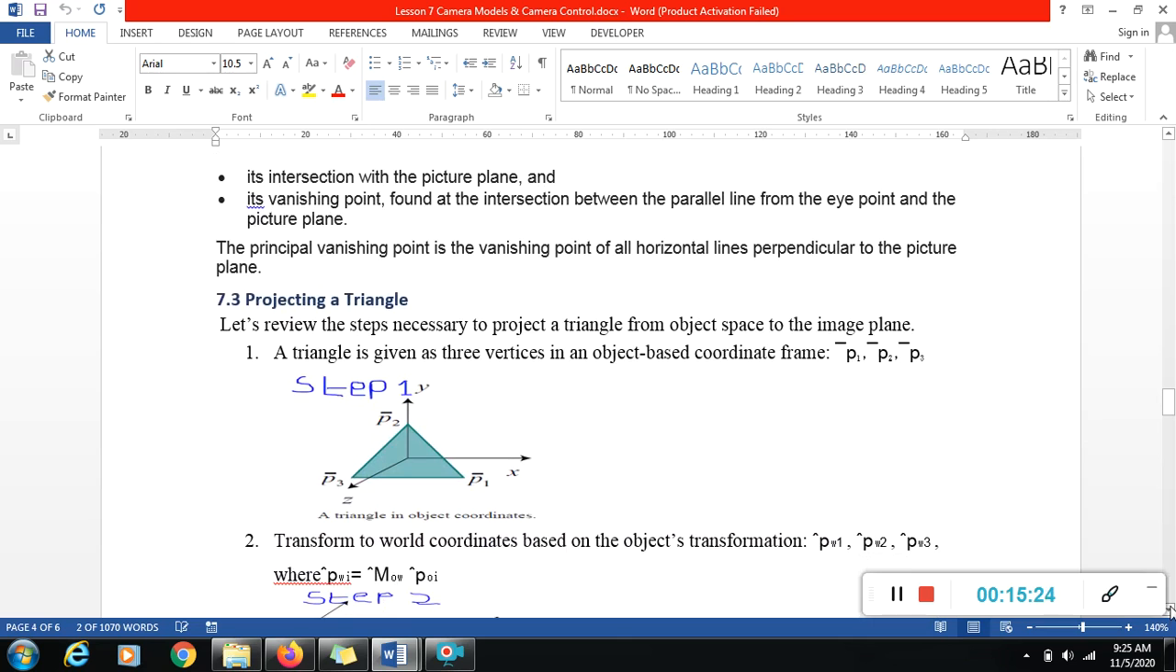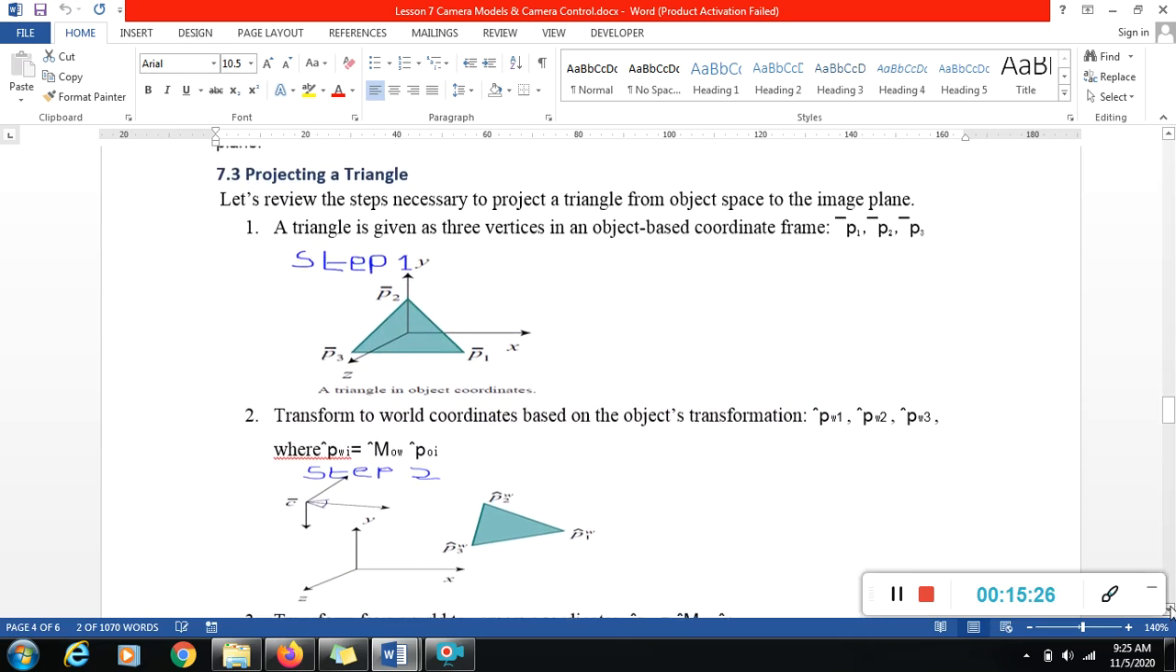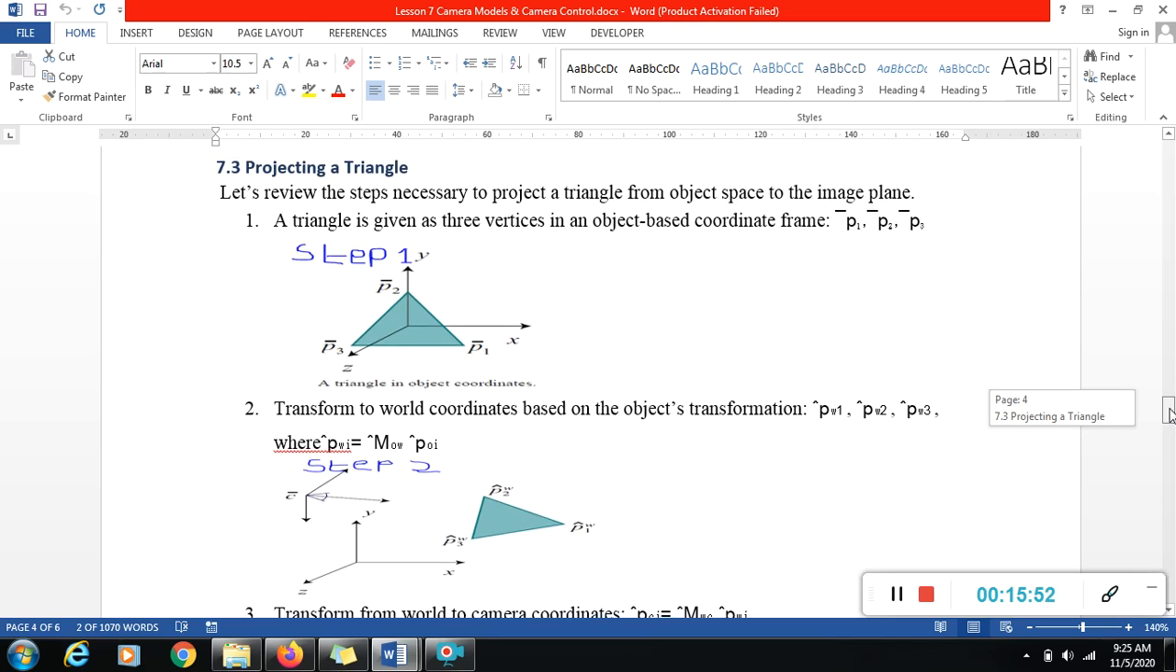We can tell that. For instance, when you are projecting a triangle, let's review the steps to project a triangle from an object's space to the image plane. So a triangle is given as 3 vertices in an object-based coordinate frame, P1, P2, P3. These are the points, P1, P2, and P3. We transform to world coordinates based on the object's transformation. So this transformation produces P1, P2, and P3.